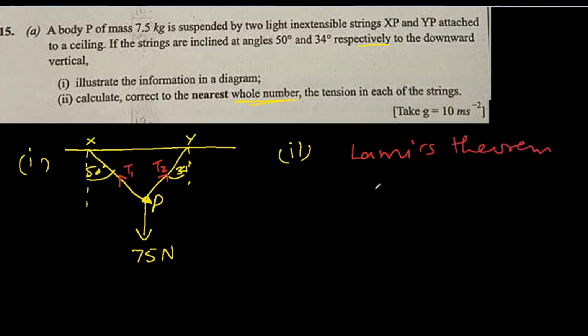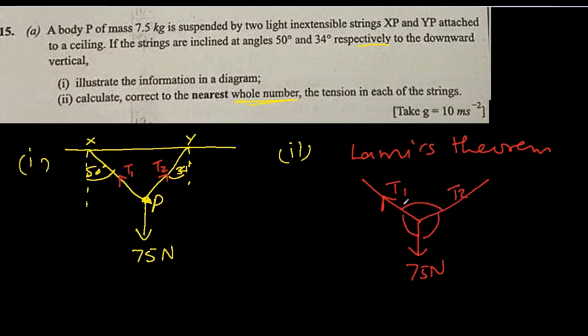So in Lami's theorem we draw them again. So let's draw it again. This is T1, this is T2, and this is 75 Newton. Let me do the rough work here and I will finally write it here. So for Lami's theorem, I want this angle, this angle and this angle to be known to us. Then we can use Lami's theorem.